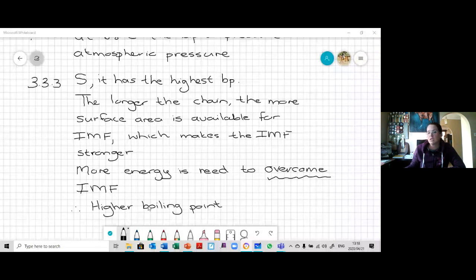Okay, Mpilo, what I'll do with this little rhyme is, when I write out the memo for you guys for this one, I will add that into the memo and I will make like a big block about it. Okay, right. So, the longer the chain, the more surface area is available for IMF, which makes the IMF stronger. This is only applicable when we're working with chain length. So once you've said why the IMF is stronger or weaker, then you go: more energy is needed to overcome the IMF, therefore a higher boiling point. Okay, so this bottom part, more energy overcome IMF and higher boiling point, you always write after you've explained why the IMF changes.